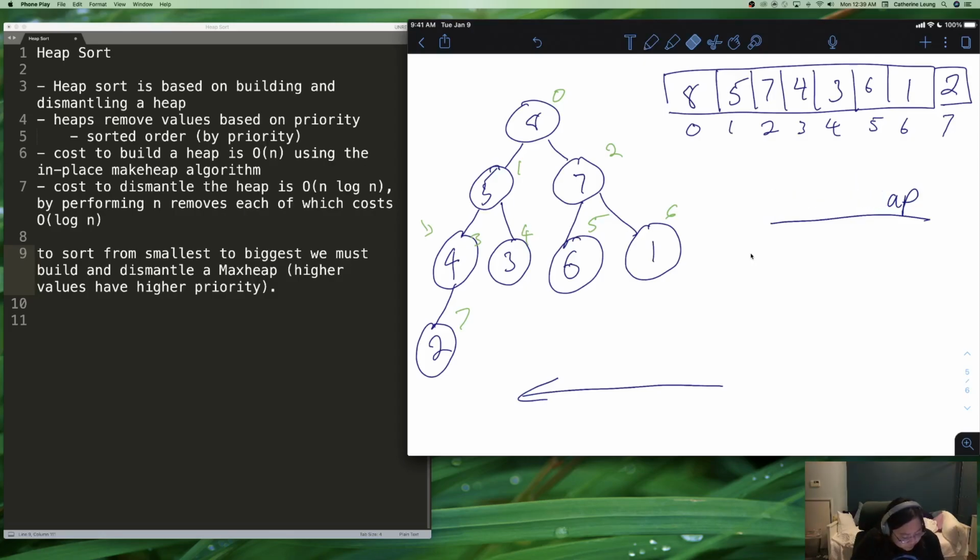Now, so what do we do next? Well, to sort, we now have to do multiple removes, okay? So let's do 3 of them. So I want you to remove the 8 and draw the heap as you go. How does this open up our heap?